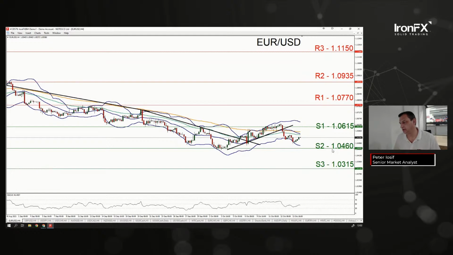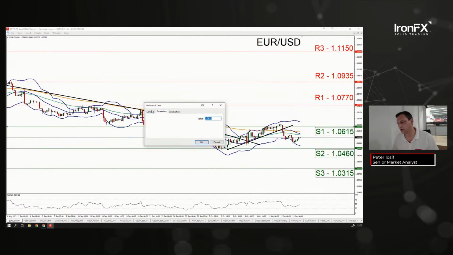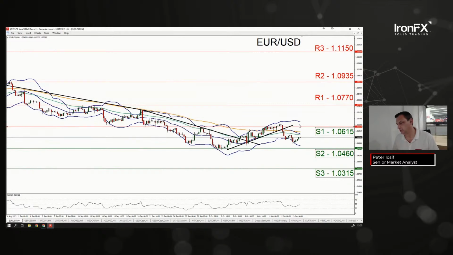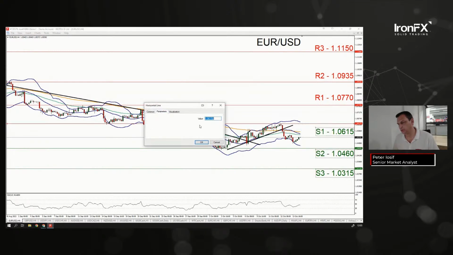Now, for the time being, we note that Euro USD has dropped and remained in a sideways manner below the 1.0615 and above the 1.0460. Definitely the S1 has to be turned into a resistance line. Actually, it could edge a little bit higher. Give me a sec, just to better reflect the peak here. And that would be the 1.0635.